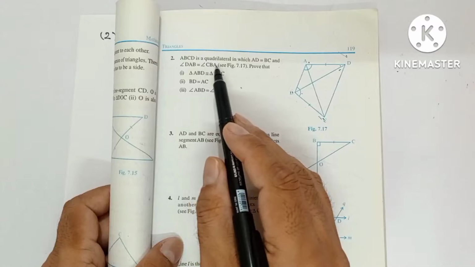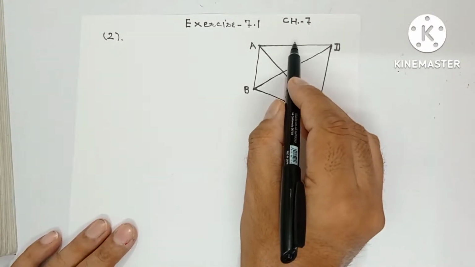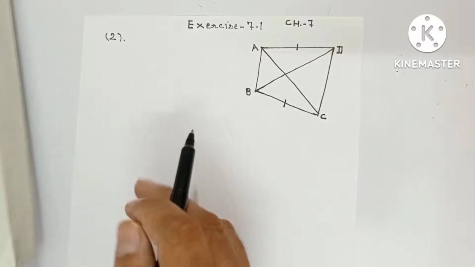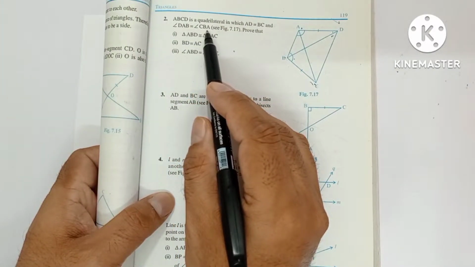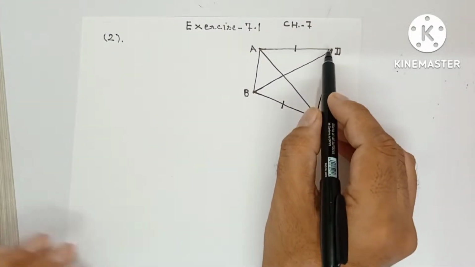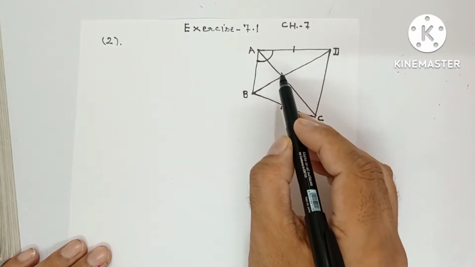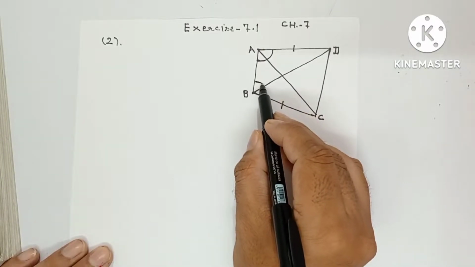So, the question is: ABCD is a quadrilateral in which AD is equal to BC. See, this is the figure. AD and BC are equal, and further it is written angle DAB is equal to angle CBA. So this is angle DAB, this full angle, it is equal to angle CBA, this full angle.